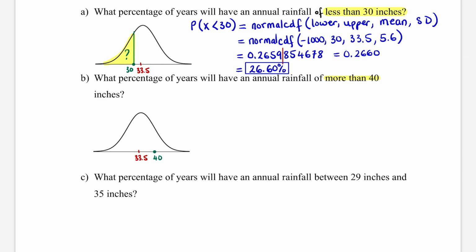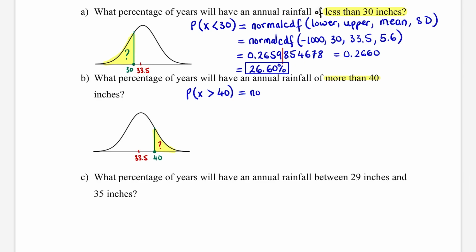And let's draw the vertical line to split it up. I have the left region and the right region. I want the region that is more than 40. So more than 40 is to the right of 40. So I want this right region. I want to find the probability of x is greater than 40.